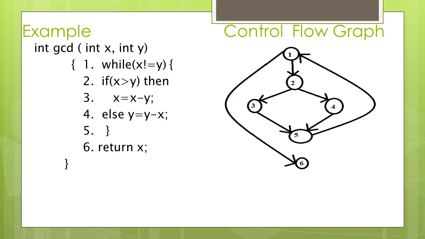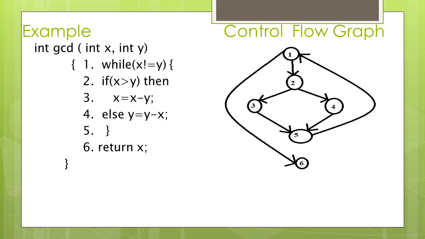Node 1 with respect to statement 1, then node 2 with respect to statement 2. At a node there is a condition, it gives true or false, meaning statement 3 or 4, and after that control will move to node 5. After 5 it will again move to node 1. If the while condition is not satisfied, the flow of control moves to 6.